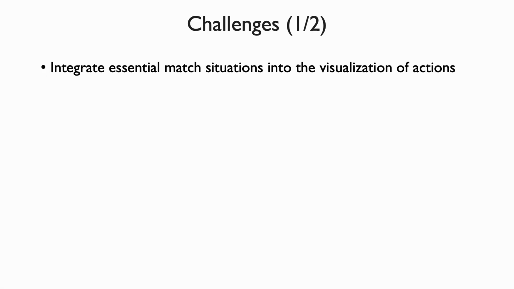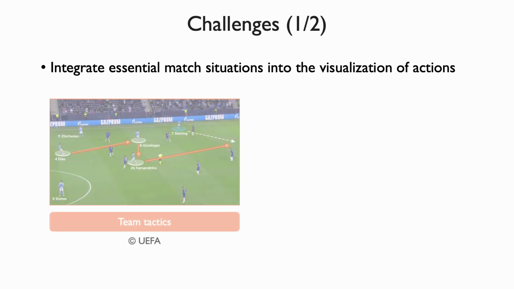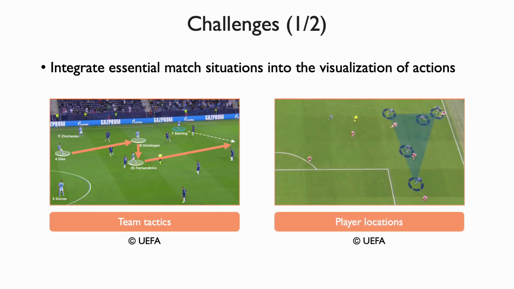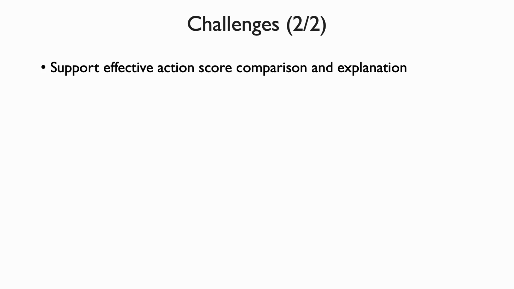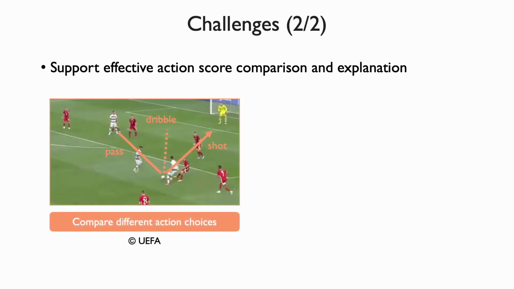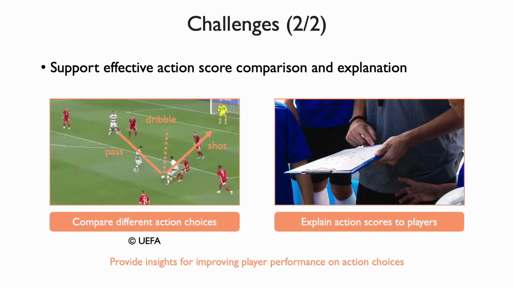We faced two major challenges during the system development. The first challenge is to integrate essential match situations into the visualization of actions and their scores, including team tactics and player locations, to understand the tactical intentions of the action choices. The second challenge is to design visualization tools for effective action score comparison and explanation, which helps figure out how to improve player performance through action choices.